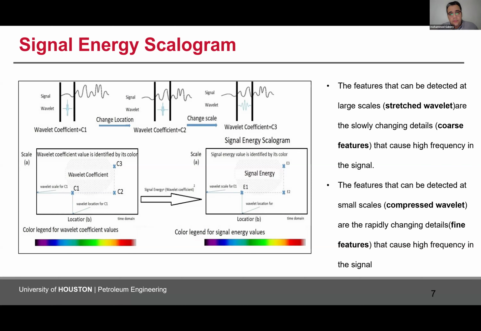So for example, let's start with a specific location and a specific scale, which represents the stretch or compression of this signal. Then get the coefficient, then change the location along this signal to get the coefficient at this scale. Then stretch it and repeat the process again to get the coefficients over this scale. So we can get, with the scale and time, the magnified version of this signal.